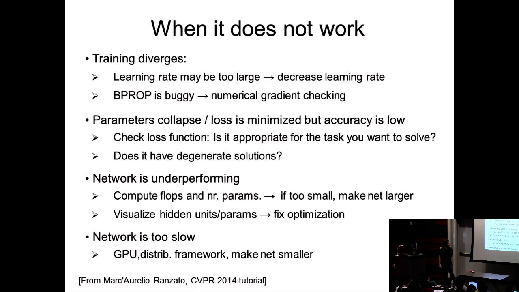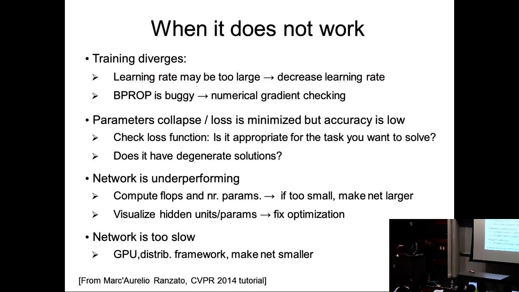Network is underperforming. For example, you can't really hit 0 training error. It's sort of like training without any regularization, where you're not really optimizing. So maybe the model is too small. Try a larger network. Visualize hidden unit parameters, and try to fix optimization if that's the case.